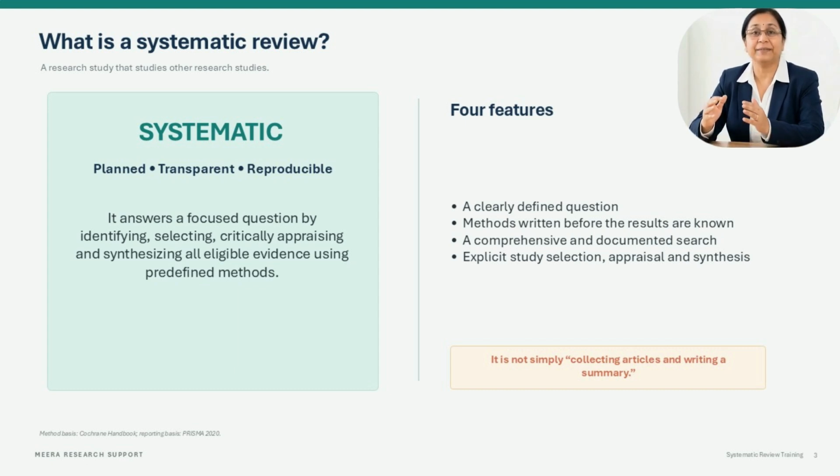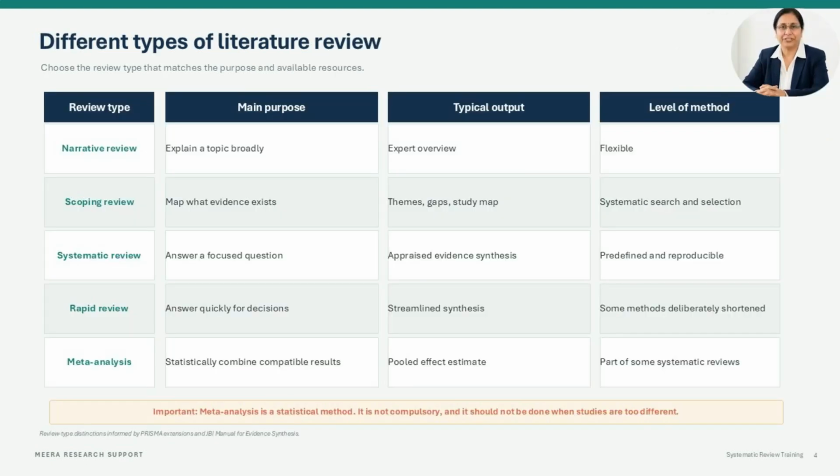A student should not call a paper a systematic review merely because many articles were read or because a PRISMA diagram was added. Students often use the words literature review, scoping review, systematic review, and meta-analysis as though they mean the same thing. They do not. A narrative review gives a broad expert explanation and uses flexible methods. A scoping review maps the extent and nature of evidence, often when the question is broad. A systematic review answers a focused question using predefined methods.